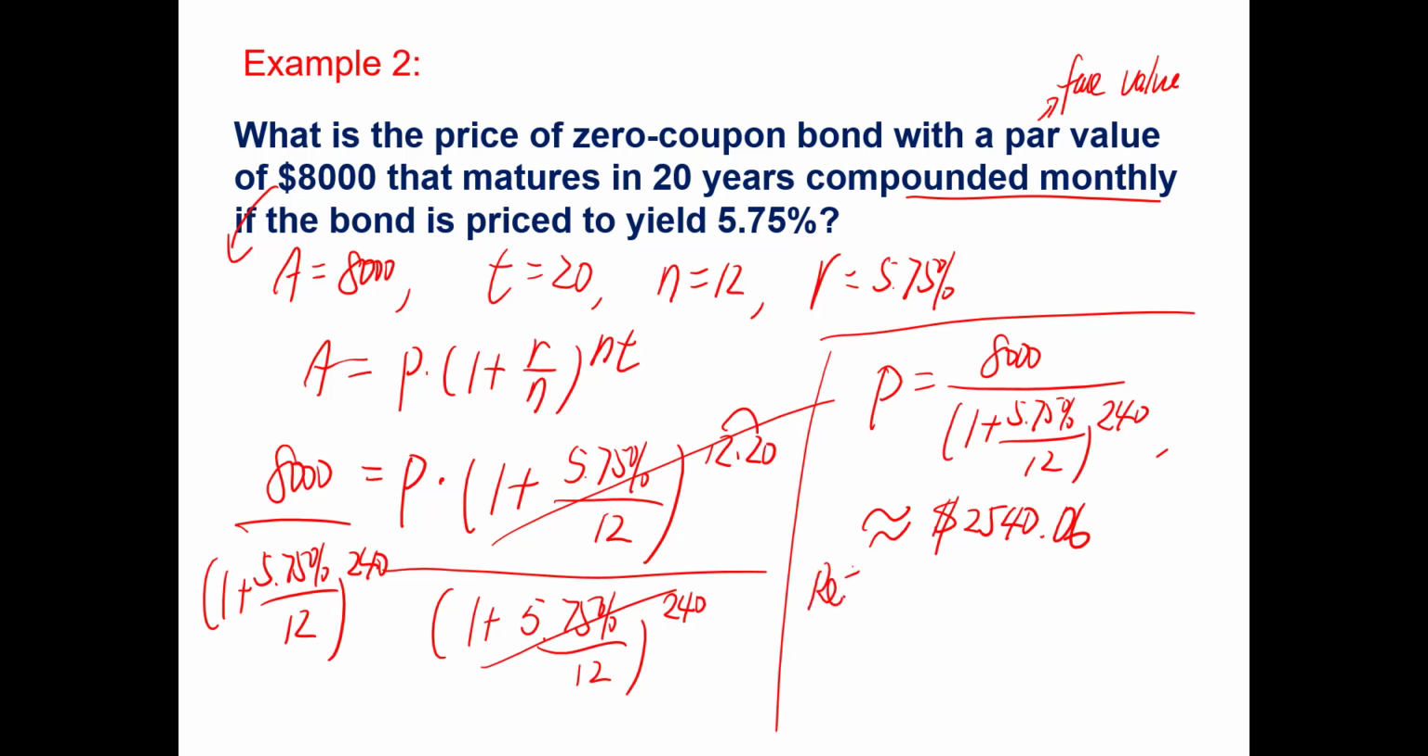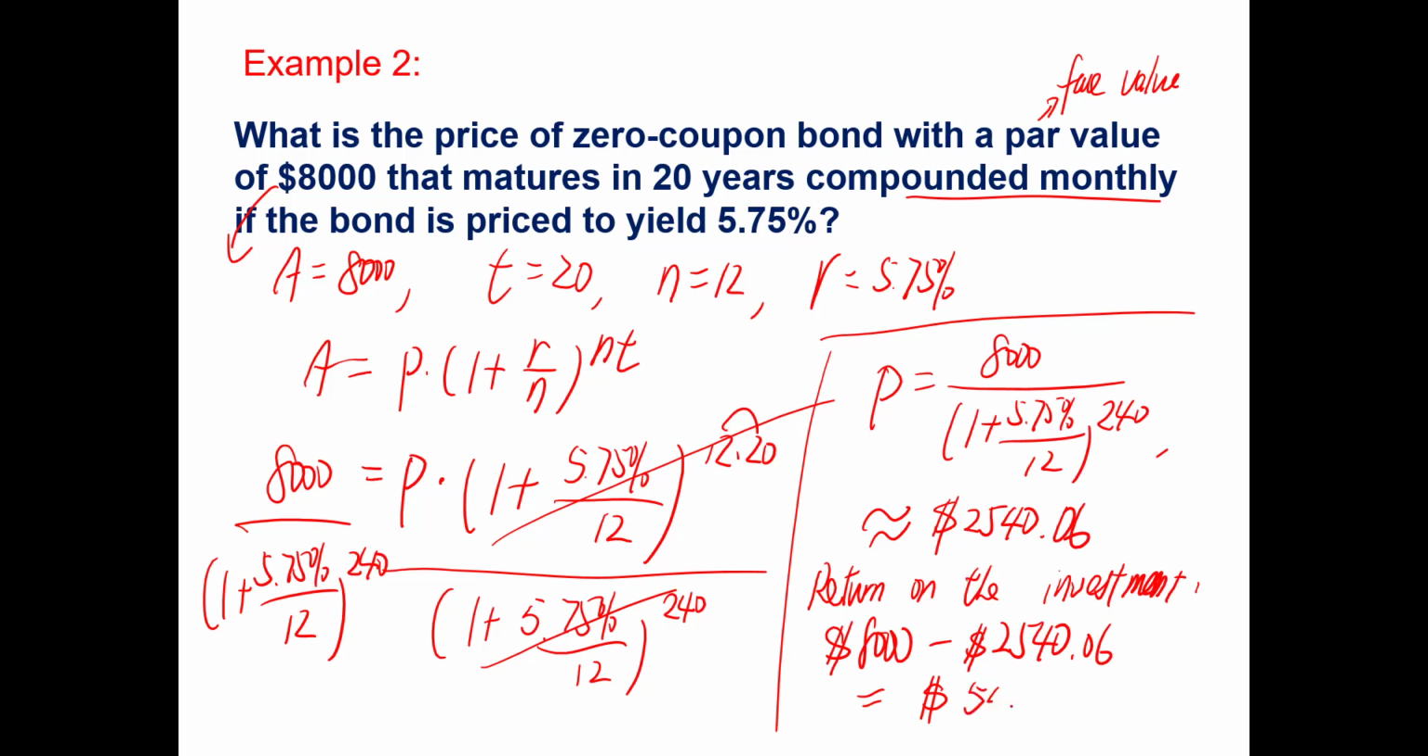So the return on investment will be $8,000 minus $2,540 and 6 cents. So the difference is what we call the return, $5,459.94. Okay. That's the total return for the investor, right?